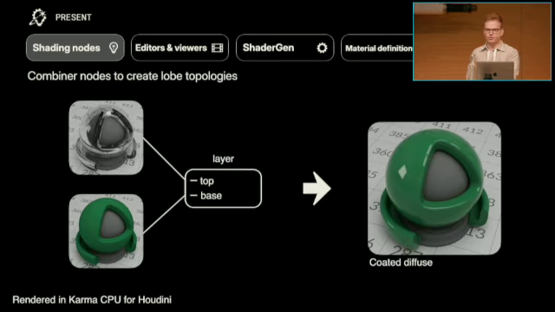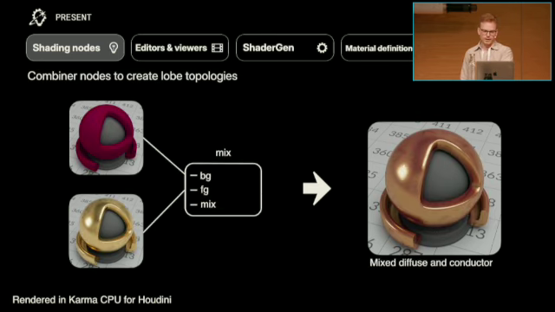But most of those individual BSDFs are not that useful on their own. This is why MaterialX also defines utility nodes to combine BSDFs. Here's an example of a dielectric layered on top of a diffuse BSDF using the layer node. And here's another example of a diffuse BSDF mixed with a conductor BSDF using a mix node with a 50-50 mix weight. You can see that these combiner nodes make it possible to define complex shading models just with MaterialX nodes.